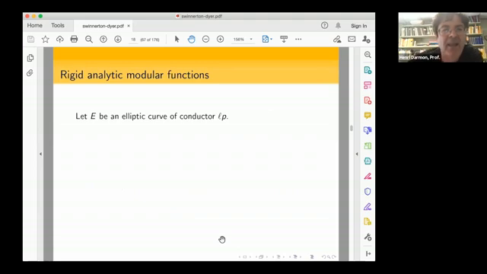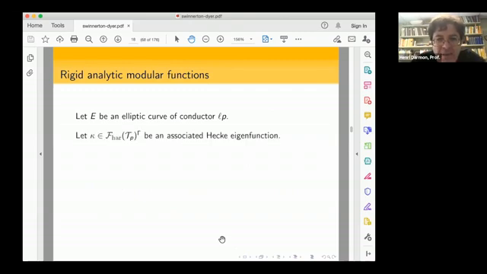Okay, now I want to talk a little bit about the rigid analytic functions which arise naturally in the setting of, say, studying the Birch and Swinnerton-Dyer conjecture for elliptic curves of conductor Lp. So if E is such an elliptic curve, then I can consider the associated Hecke eigenfunction in the space of gamma invariant harmonic functions on the Bruhat-Tits tree. I'm going to call that kappa.